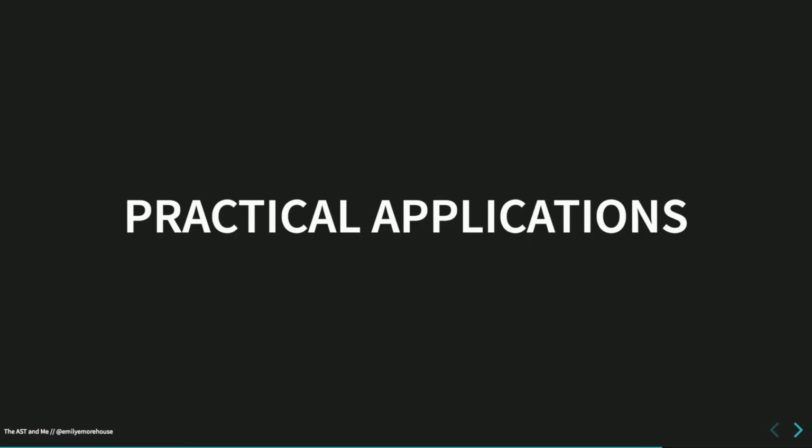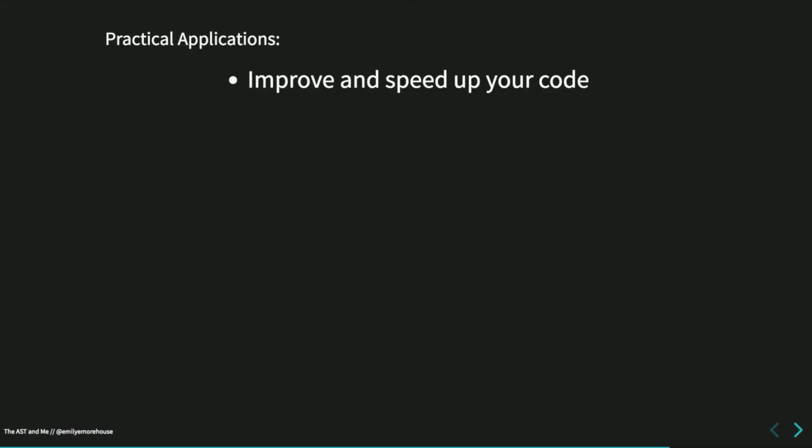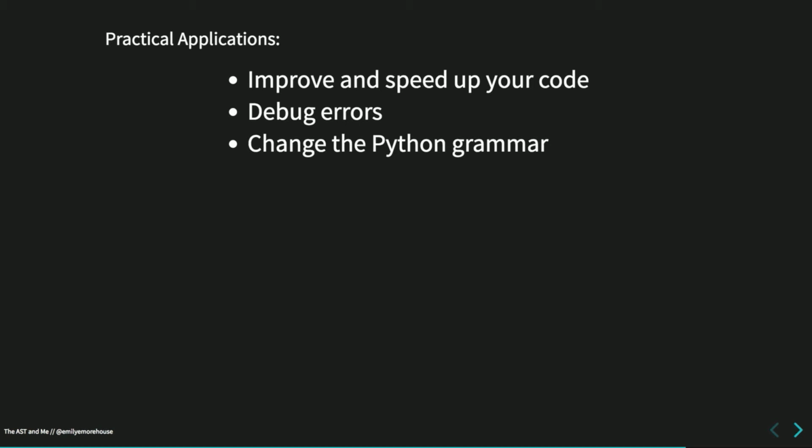So, some practical applications of having a little bit of knowledge about ASTs. Yeah, you can improve and speed up your code. I think this is more applicable in languages outside of Python because Python's AST optimizations are so simple. It can help you debug errors if you understand the traceback and the flow of your code a little bit better. You can do really fun things like changing the Python grammar and playing around with a new operator that you want to add or a new language function.